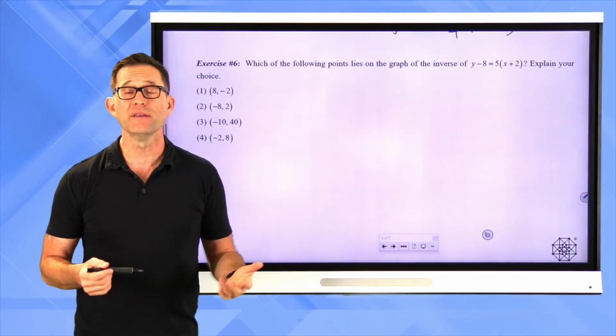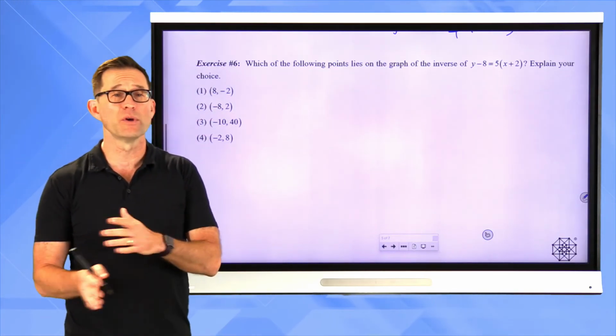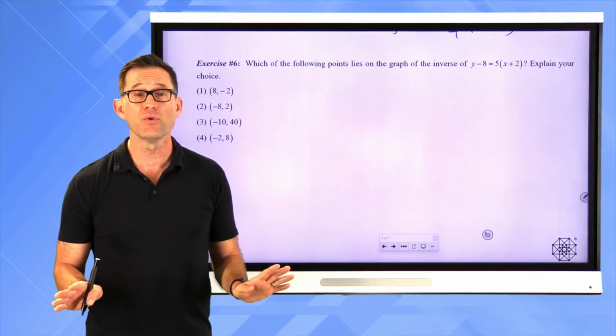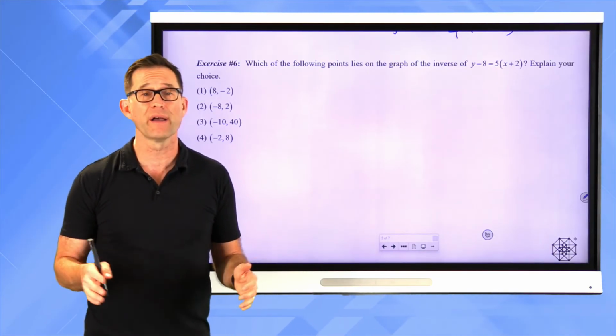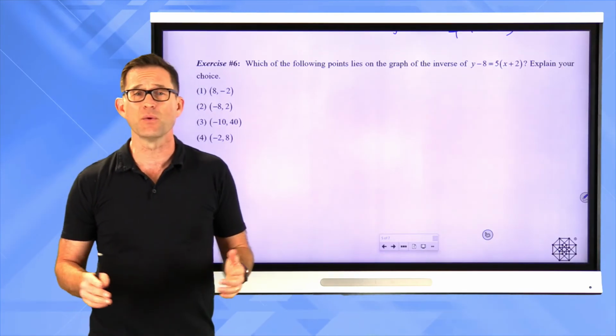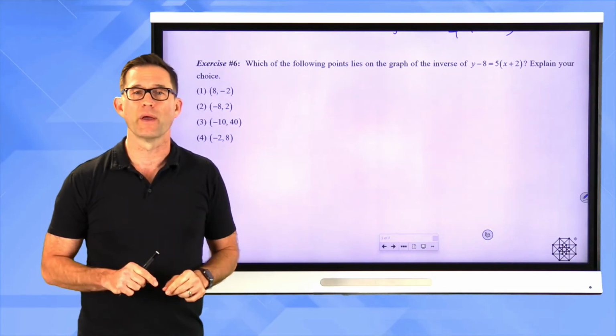Now, I'm sure that there are easier and harder ways to do this, but this doesn't have anything to do with switching x and y and solving for y. Don't get me wrong, you could do that. You could definitely switch x and y, solve for y, and then, I don't know, substitute every one of these points in to see which one made the equation true. But this is the easier way of doing it.